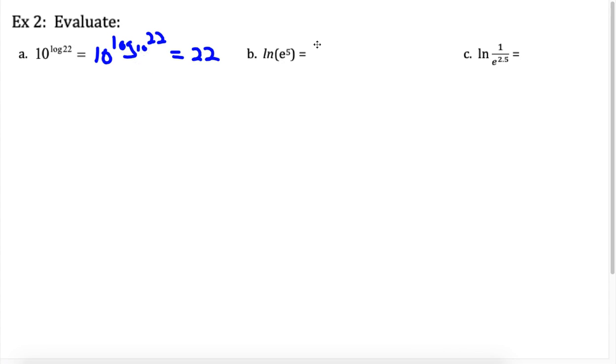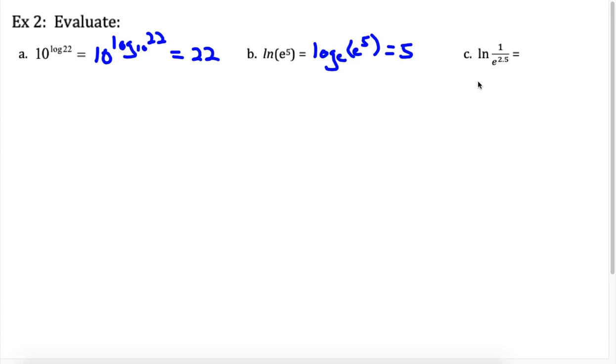Here, again, natural log really means log base e. So this is log base e of e to the 5th power. Again, if the log and the exponential have the same base, they cancel out. And this would just be equal to 5.